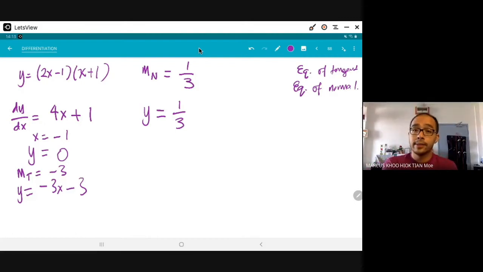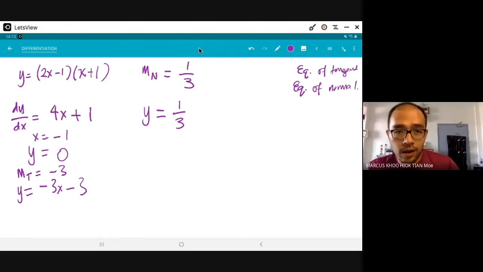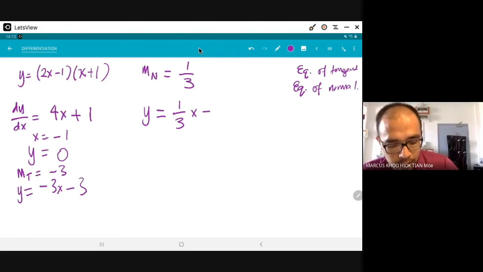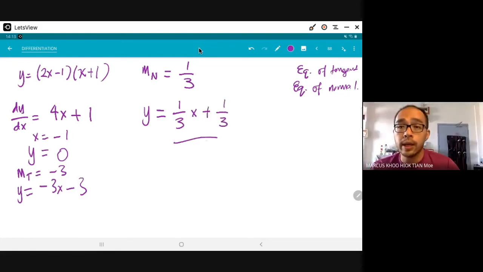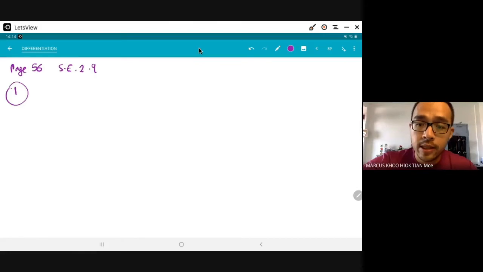Y equals negative 1 over 3x plus 1 over 3. Negative. 1 over 3x plus? 1 over 3. Plus 1 over 3. Okay, yeah, I think this makes sense. Okay, take a look at your textbook, page 56, self-exercise 2.9.